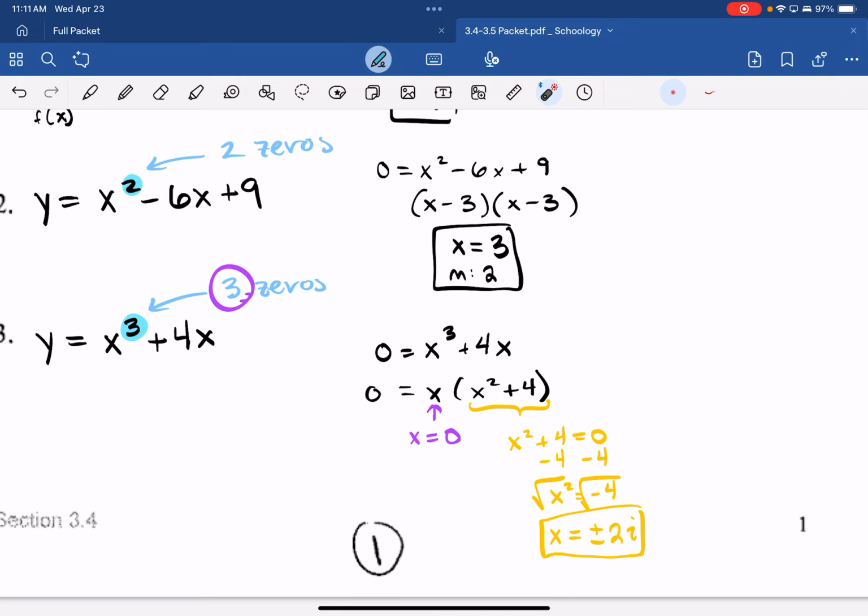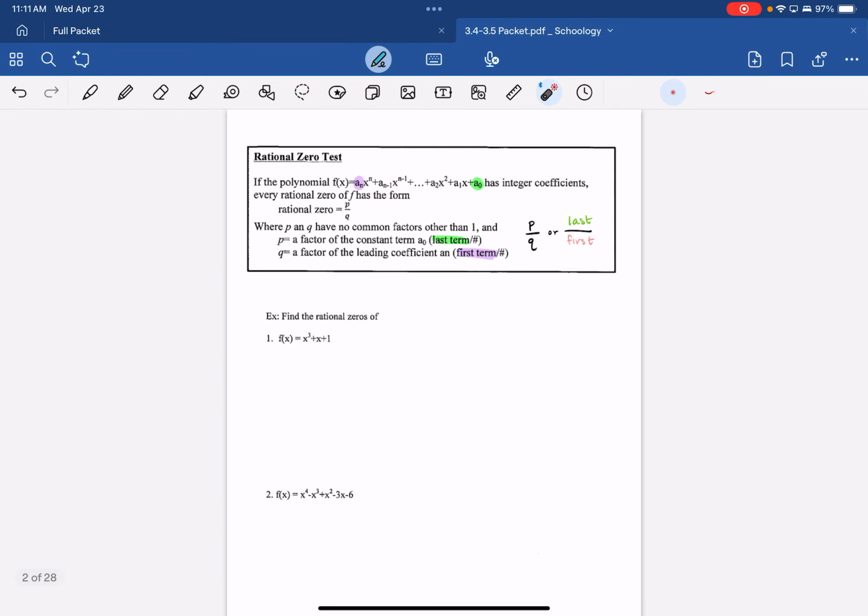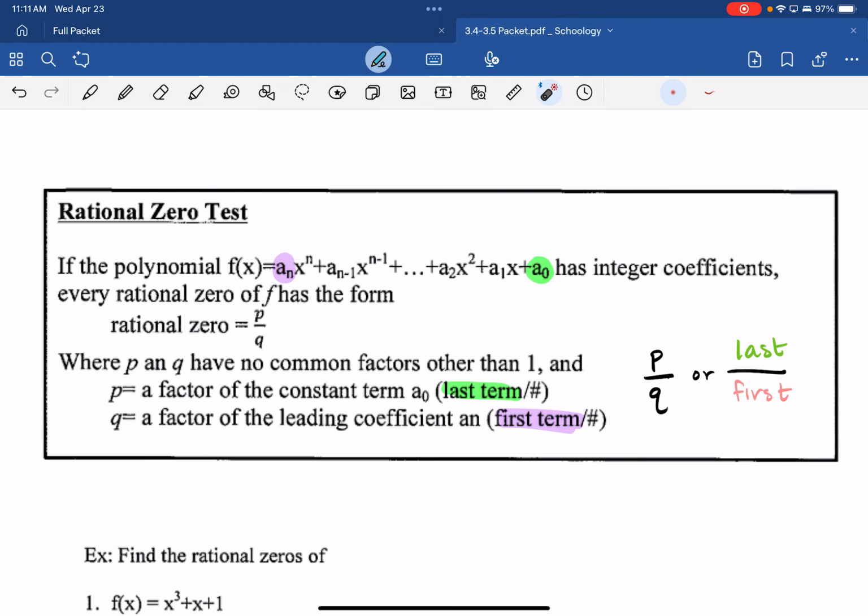All right. Flip your page over. Okay? The rational zero test is what we're going to focus on today. Okay? So this is a lot of letters and words and exponents and variables. I'm just going to read it, then I'll actually put an explanation to it. It says, if the polynomial f of x has integer coefficients. So that's the first thing.